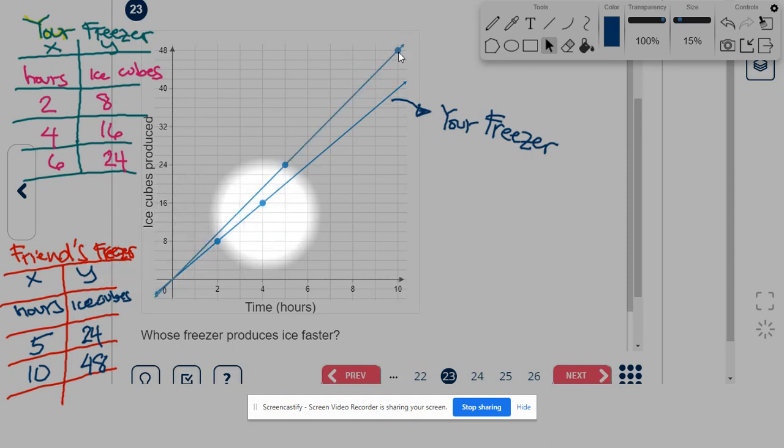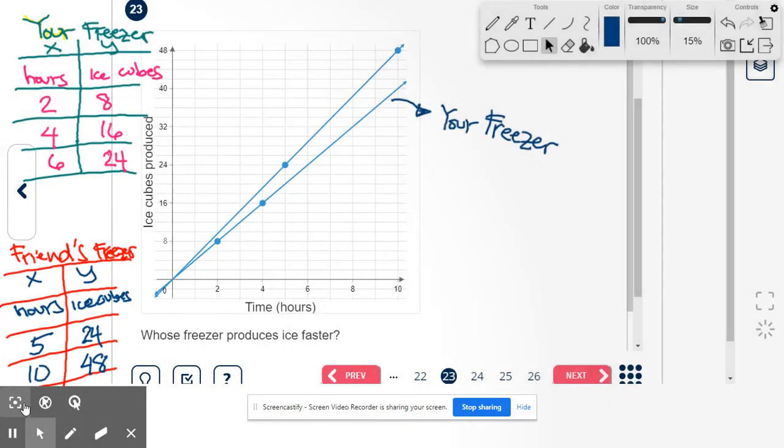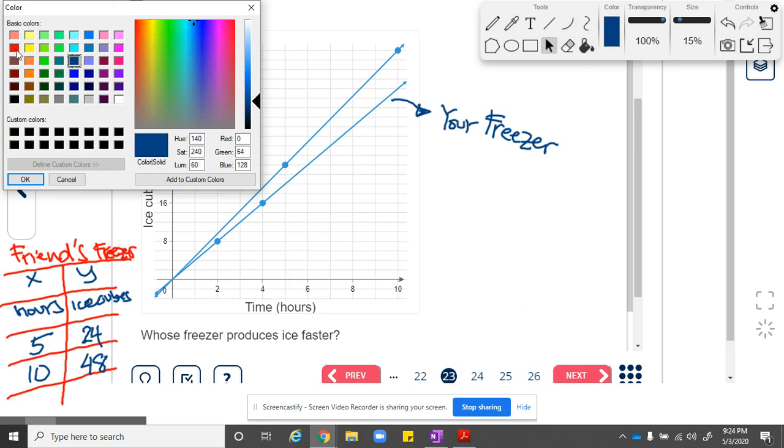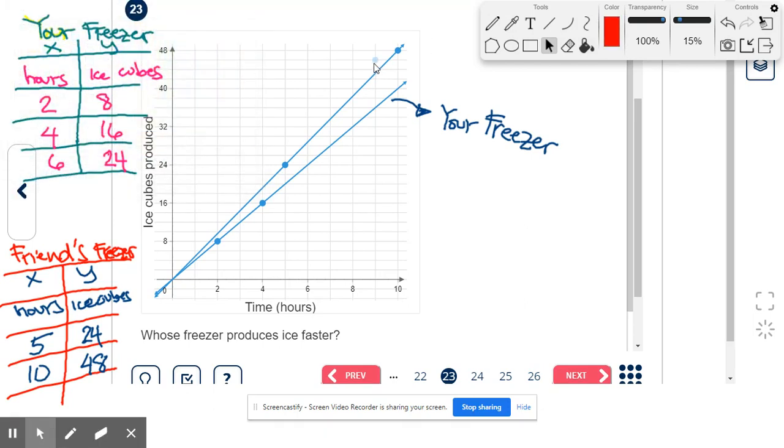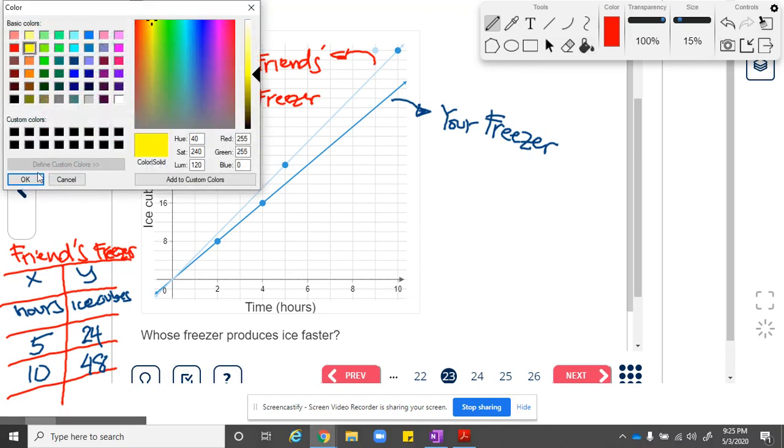So this would be your friend's graph. Let me change the color to red to make it easier to identify. So this would be your friend's freezer. There you go. Now, let's check. I'm going to use yellow.